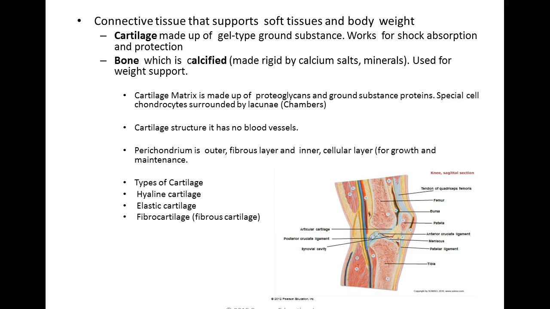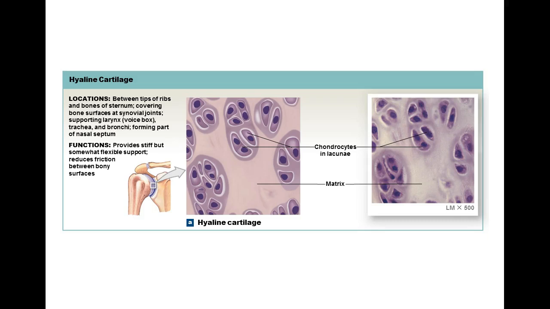Around the area you have the perichondrium, and that's the outer fibrous layer and the cellular layer where you have the growth and maintenance of the cartilage. Types of cartilage: you have hyaline, elastic, and fibrocartilage. And they are based on their design.